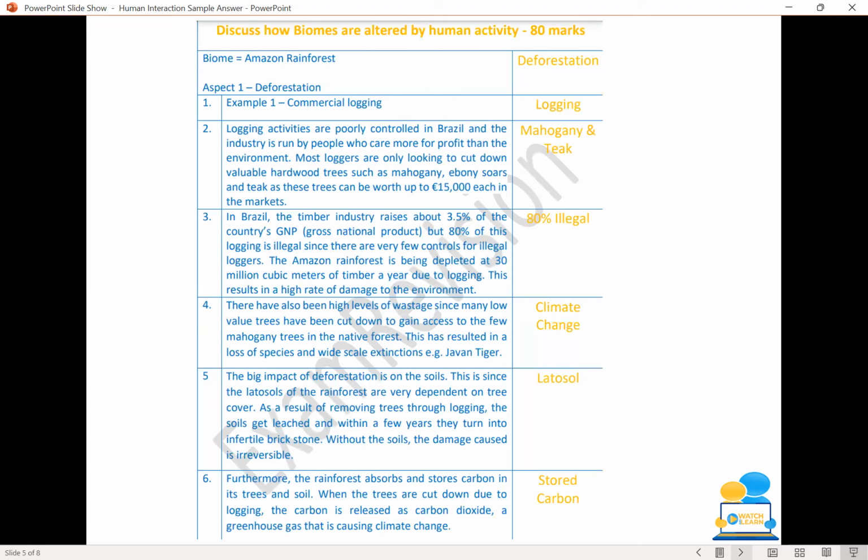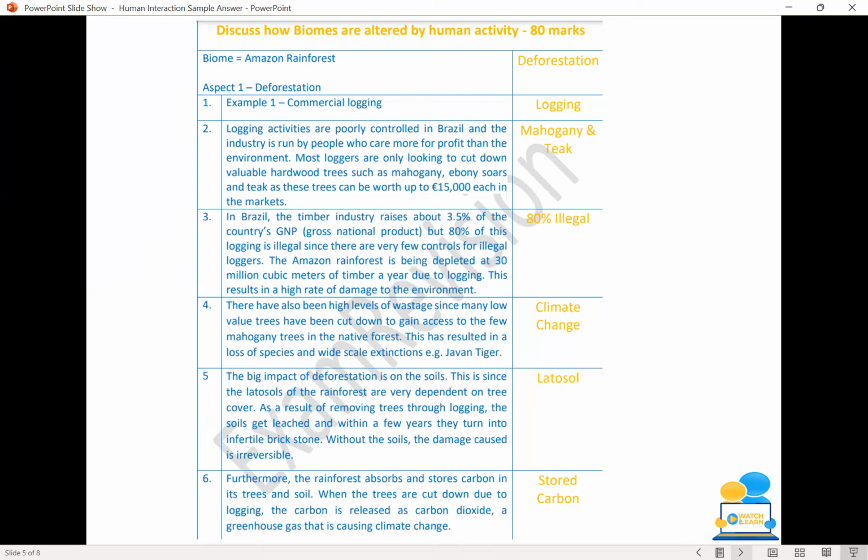So the question, as we've seen before, something similar: discuss how human biomes are altered by human activity, 80 mark question. And again, this is a nice question for us to come up because it's open-ended. If you wanted to do 3 aspects, you could, because it's not specifying that you have to do 4 or 3. So it's open to you. You can do 3 or 4. But for the purpose of this, we're going to do 4 aspects. And there's going to be more for us to talk about anyway if we do 4 aspects.